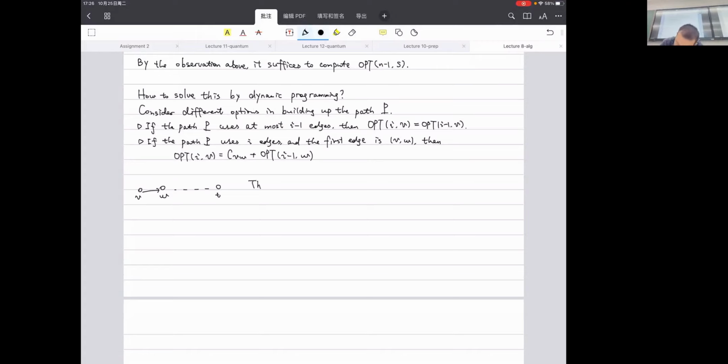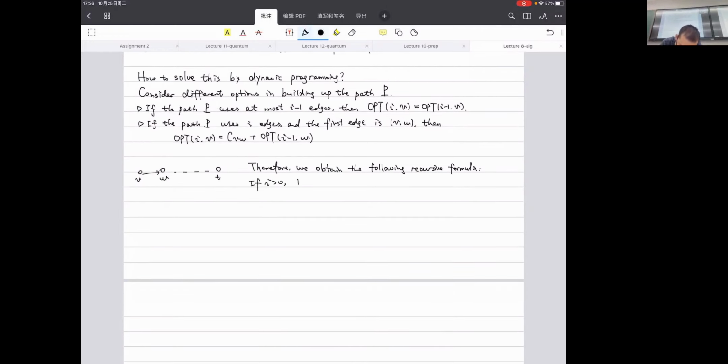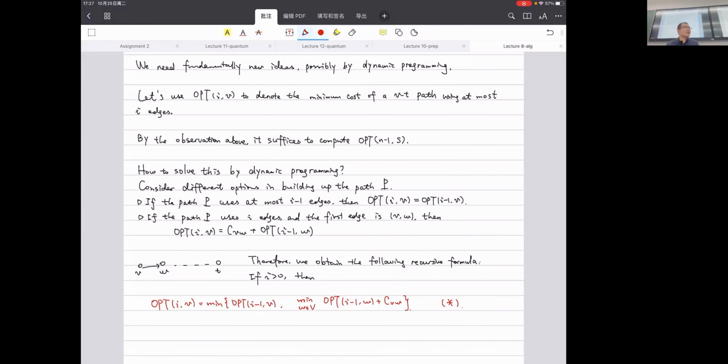So we can clearly see the relationship here. Therefore, we obtain the following recursive formula. If i is larger than 0, then OPT(i, v) is going to be the minimum of OPT(i-1, v), and on the other hand, the minimum over W belonging to V of OPT(i-1, W) plus c_VW. Then we call this the star. So any questions about this observation for dynamic programming here?